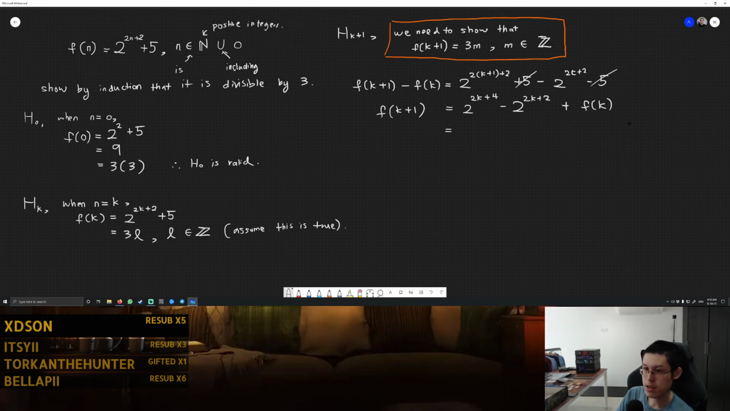So what we're going to do next is split up the powers, using the rules of indices. So you get this times this plus fk. Actually, I'm just going to leave the left side untouched for now, so it's less confusing. So this gives me 16 times 2^(2k) minus 4 times 2^(2k). If you have 16 of something minus 4 of something, we get 12 of something.